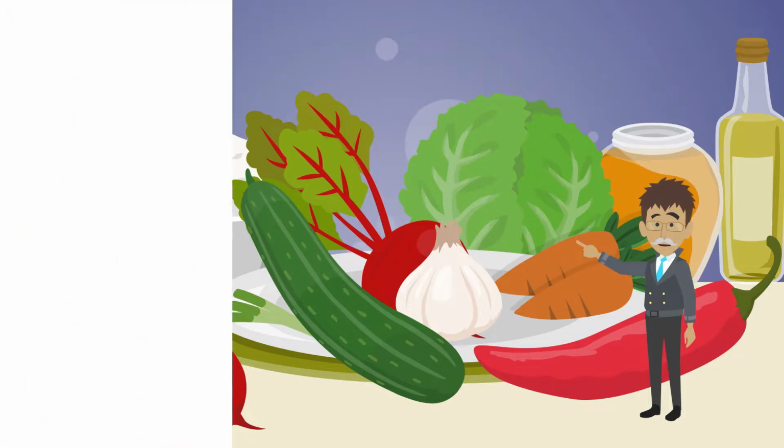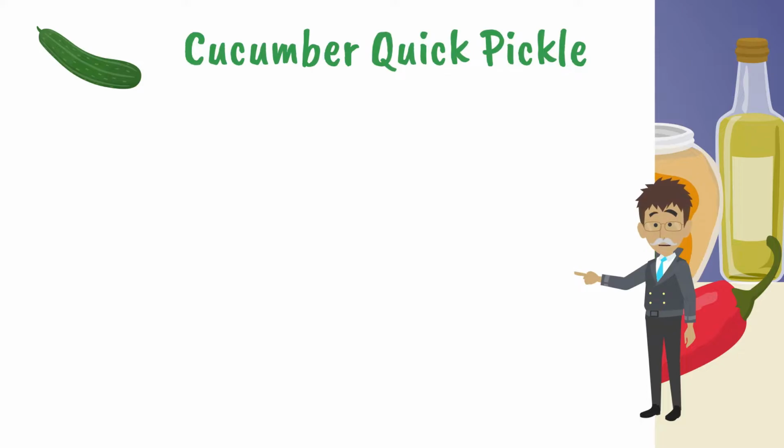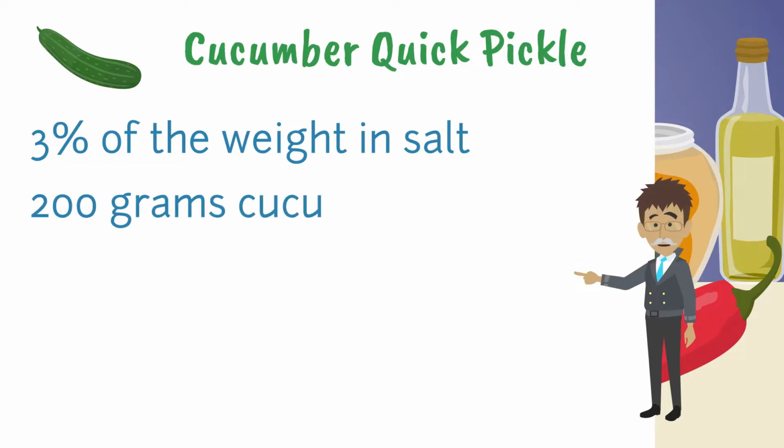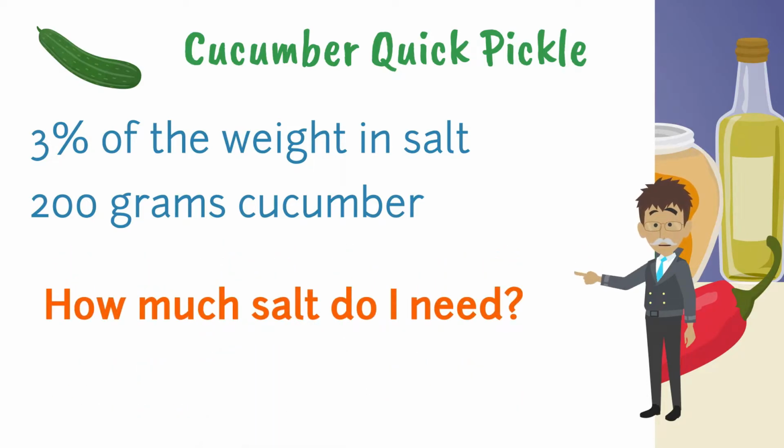The first type of veggie I want to pickle is a cucumber. I will make a quick pickle, which means I just need to sprinkle salt over the sliced cucumbers, give them a mix, then let them sit for an hour. I need 3% of the weight of my cucumbers in salt. I plan to pickle 200 grams of cucumbers. How much salt do I need?